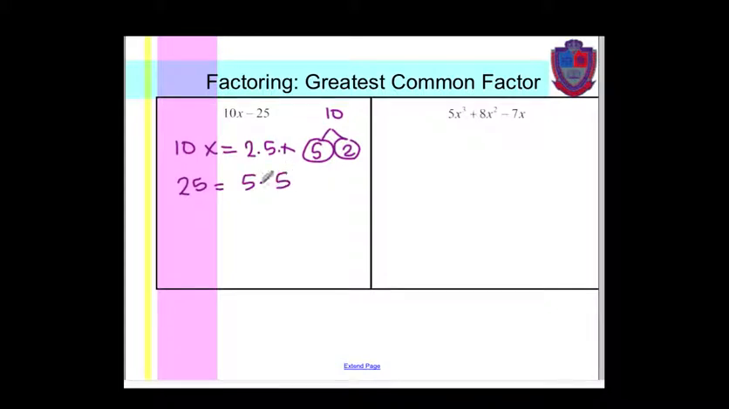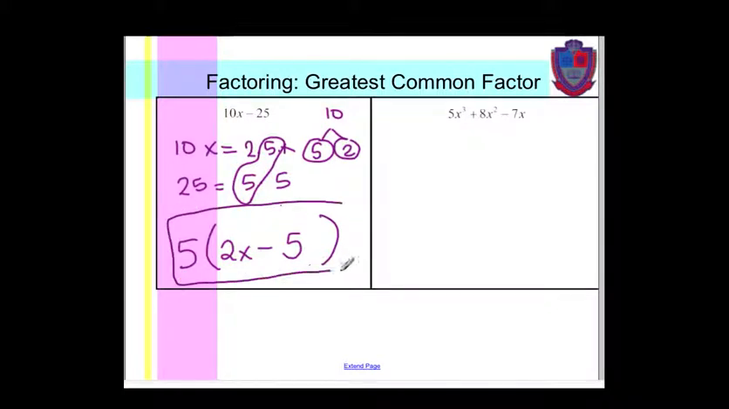So we look for what they have in common. I see they have a 5 in common. That's what's outside my parentheses. And I know I have to have two terms in here. So from the 10x, there's 2 and there's an x. So 2 times x is 2x. And remember, we were dealing with minus up here. So we bring the minus, and then there's a 5 that's left over. That's it.